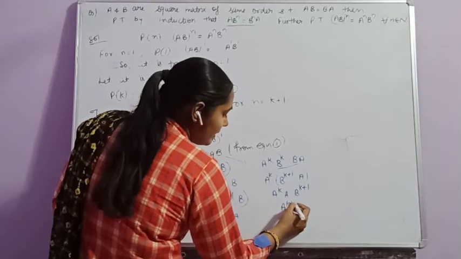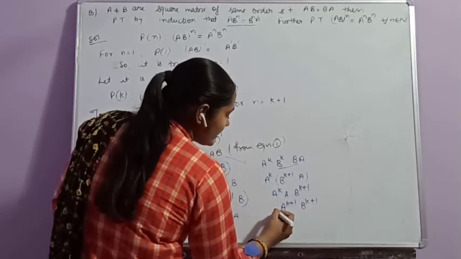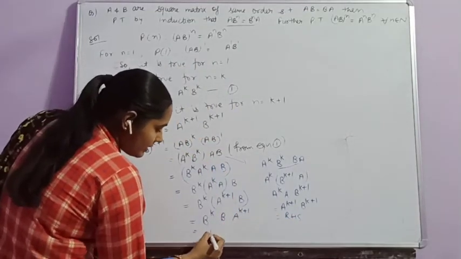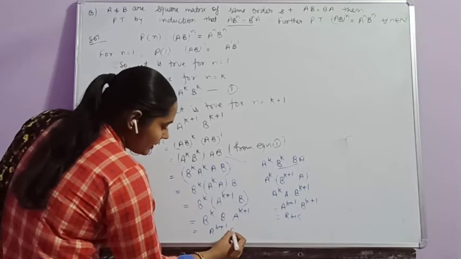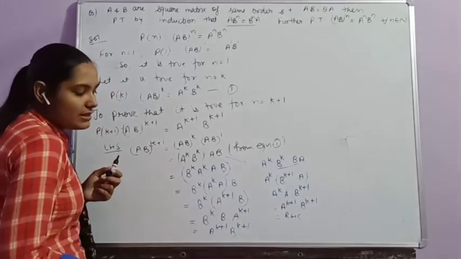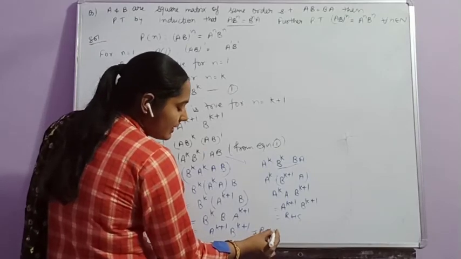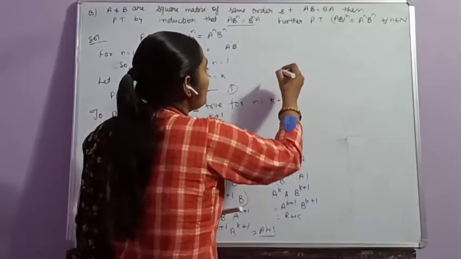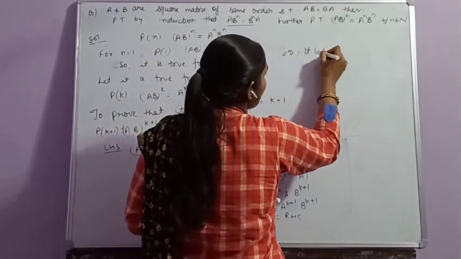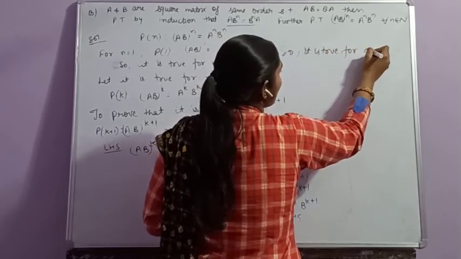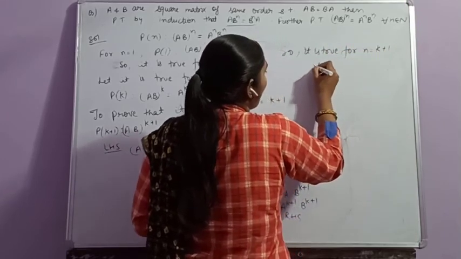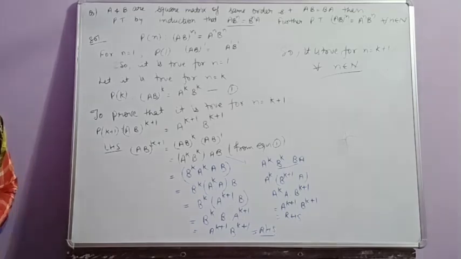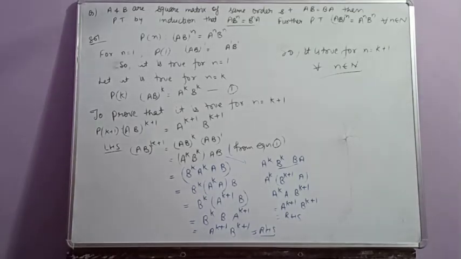That is A^(k+1) into B^(k+1). That is our right hand side, or you can solve it by using that method, that is A raised to the power k plus 1 into B raised to the power k plus 1. As AB is equal to BA, both give us the right hand side. Clear? So it is true for n is equal to k plus 1, that is for all n belonging to natural numbers. Clear? We can simplify these questions by using the principle of mathematical induction.